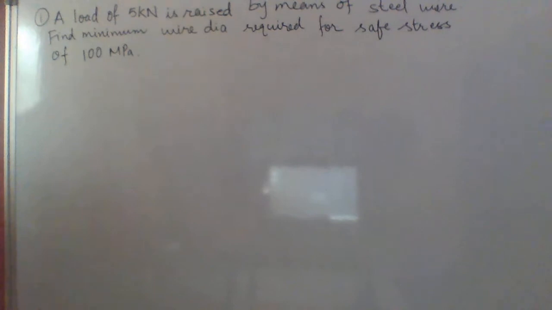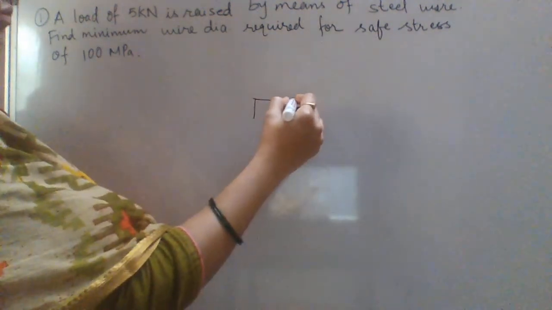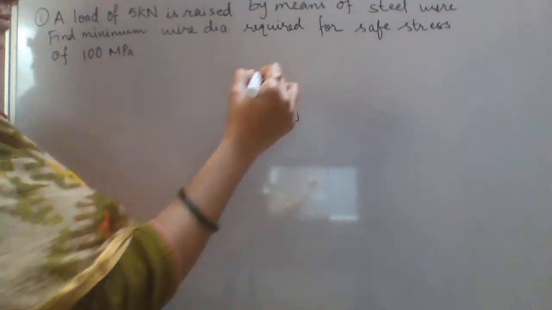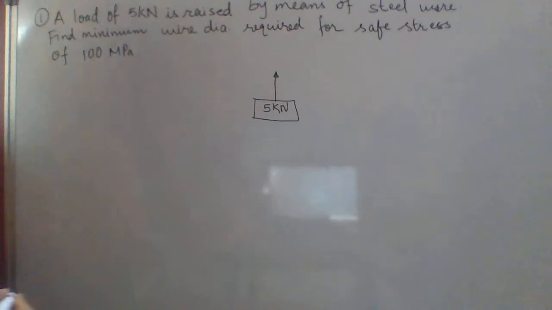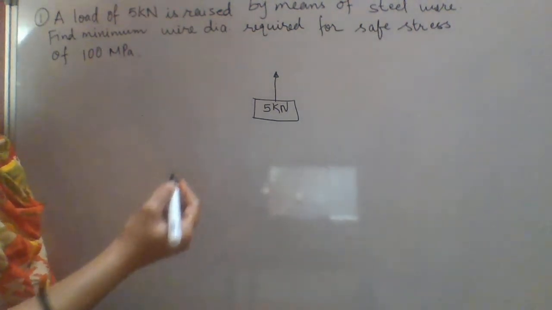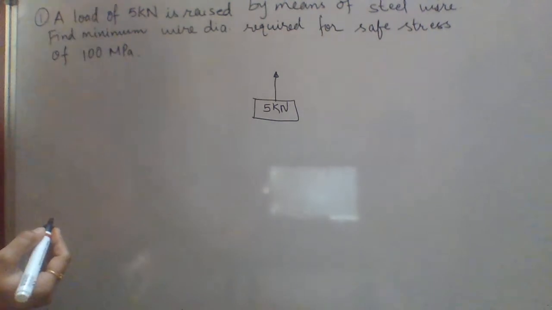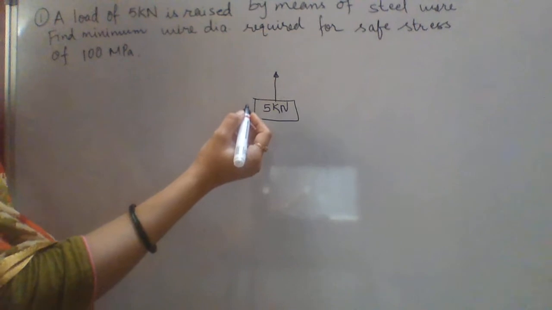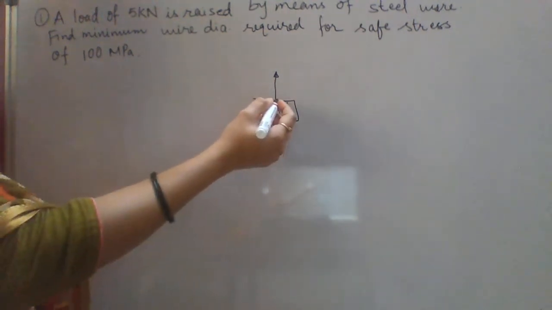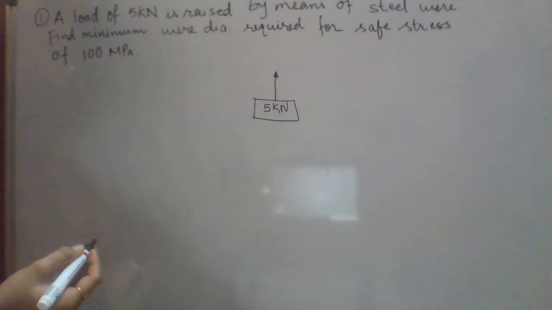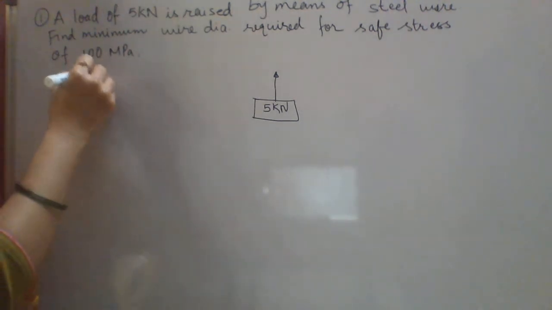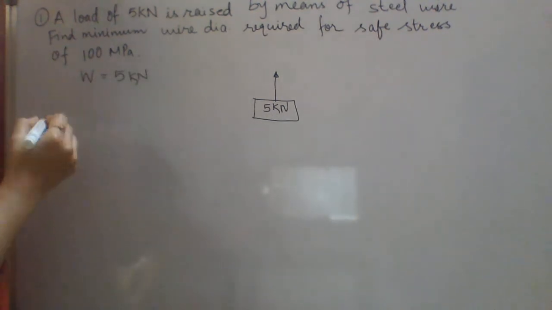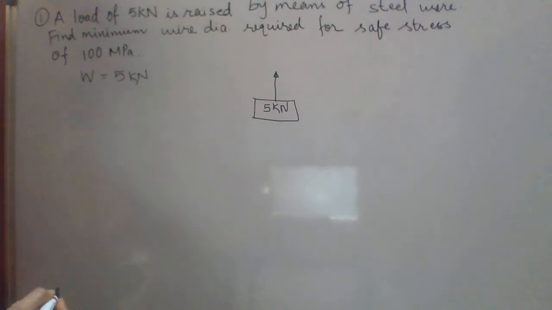Okay, so there is a load of 5 kilonewton. This is raised by a steel wire. This type of question you have already solved in strength of material. If 5 kilonewton load is hanging with the help of a wire, then obviously the tensile load in the wire is 5 kilonewton. So W, tensile in nature, is given 5 kilonewton, and we have to calculate the wire diameter.